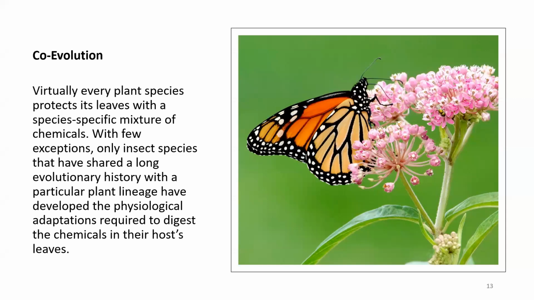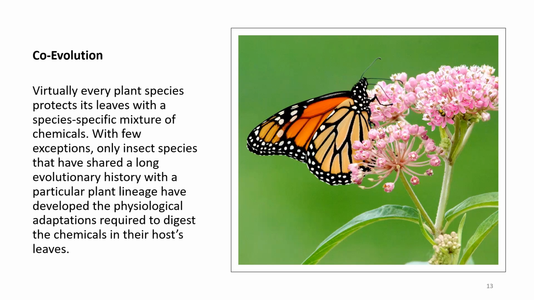This notion of coevolution, there's another aspect of this, and I'll just read the slide. Virtually every plant species protects its leaves with a species-specific mixture of chemicals. With a few exceptions, only insect species that have shared a long evolutionary history with a particular plant lineage have developed the physiological adaptations required to digest the chemical in their host's leaves. So the classic example of this is the monarch butterfly.